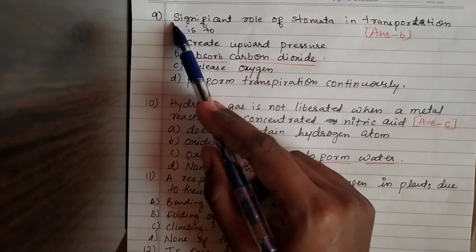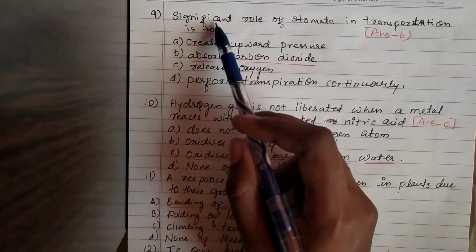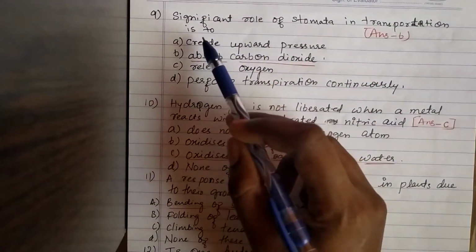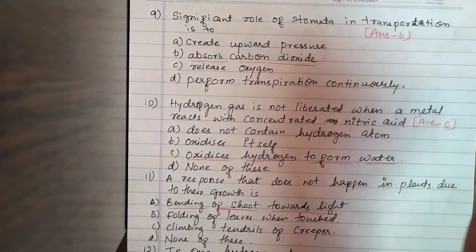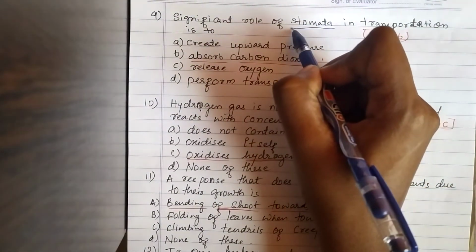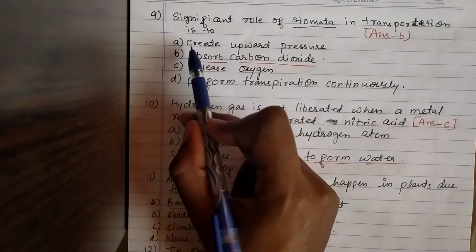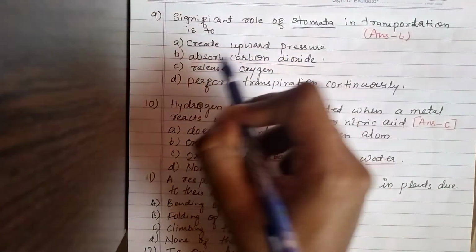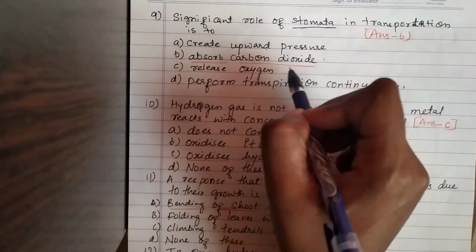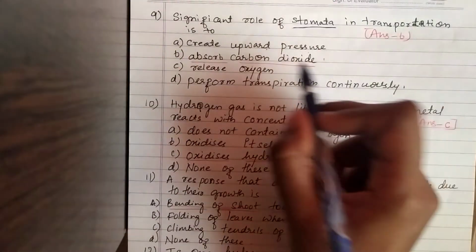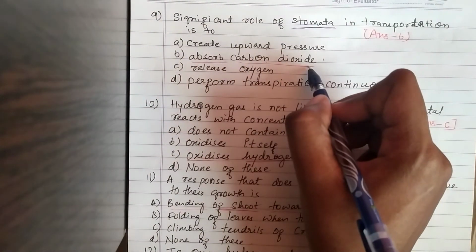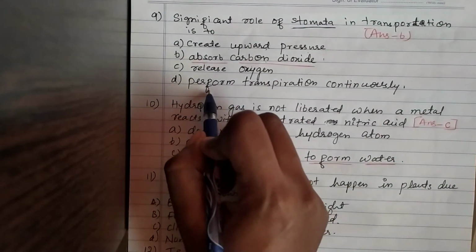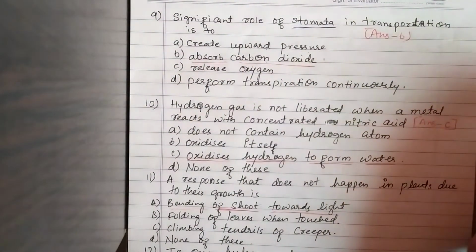That's your ninth question. The question says, significant role of stomata in transportation is. So what is the major role of a stomata? Let's read the options. First one, create upward pressure. Second one is absorb carbon dioxide. The third one is release oxygen. Fourth one is perform transpiration continuously.